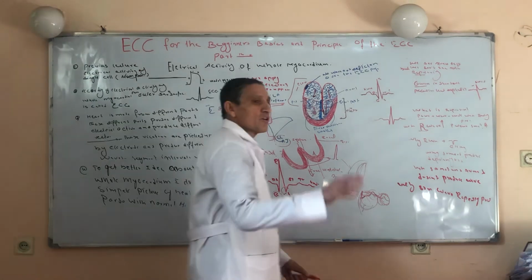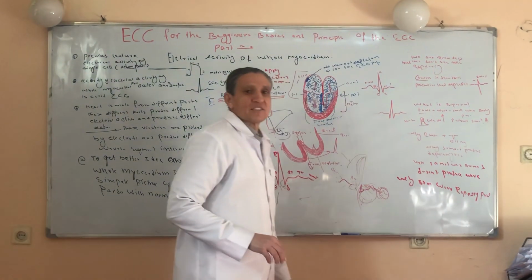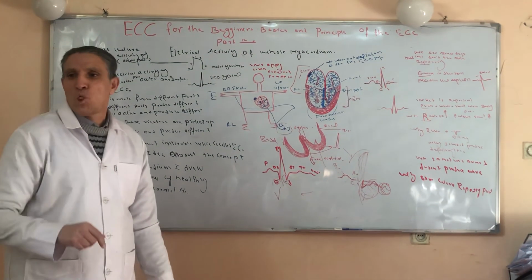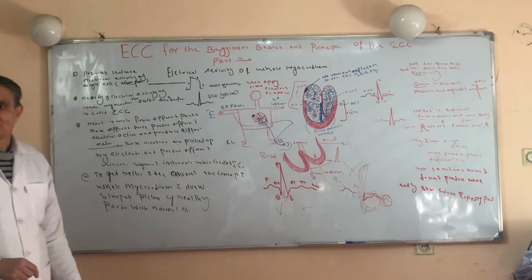Right now, why does some part of the heart produce a positive deflection and some other part a negative deflection? So, how do I think about that?